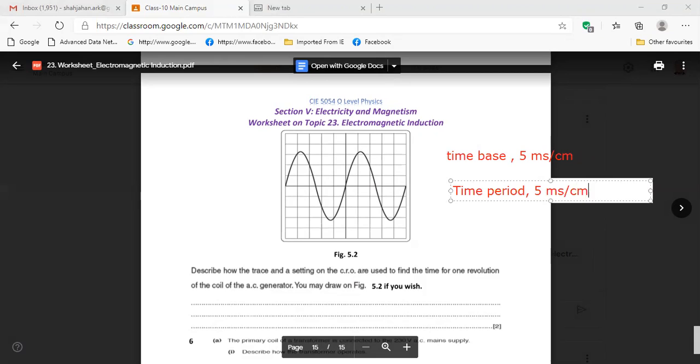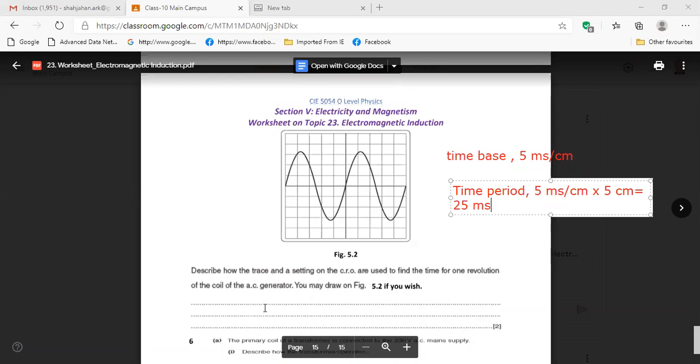I am writing with units also so that it is more clear to you. Multiplied by 5 centimeter, right? That centimeter will be cancelled. Please take the notes, everyone. It will help you also in our next topic. 5 millisecond per centimeter into 5 centimeter will be 25 milliseconds. So our time period here is 25 milliseconds.